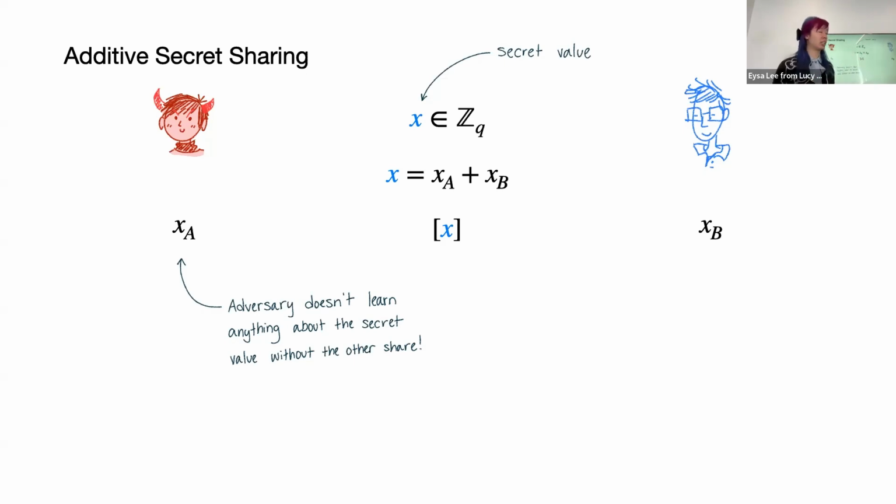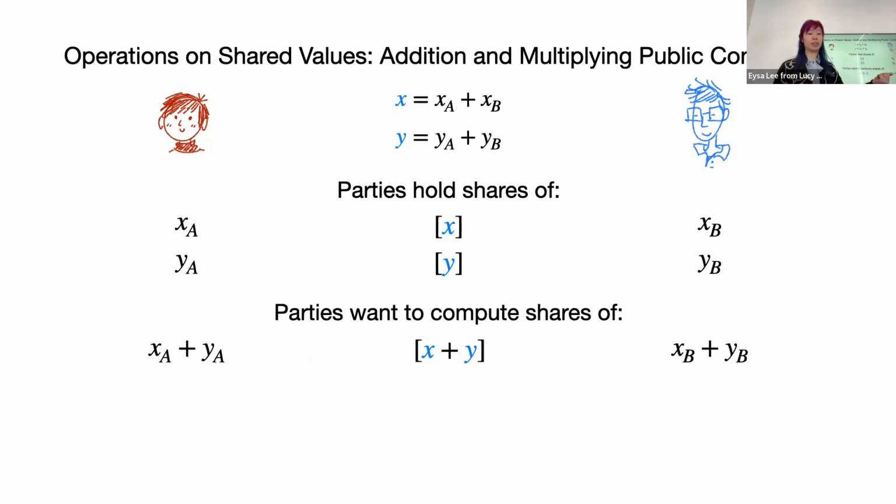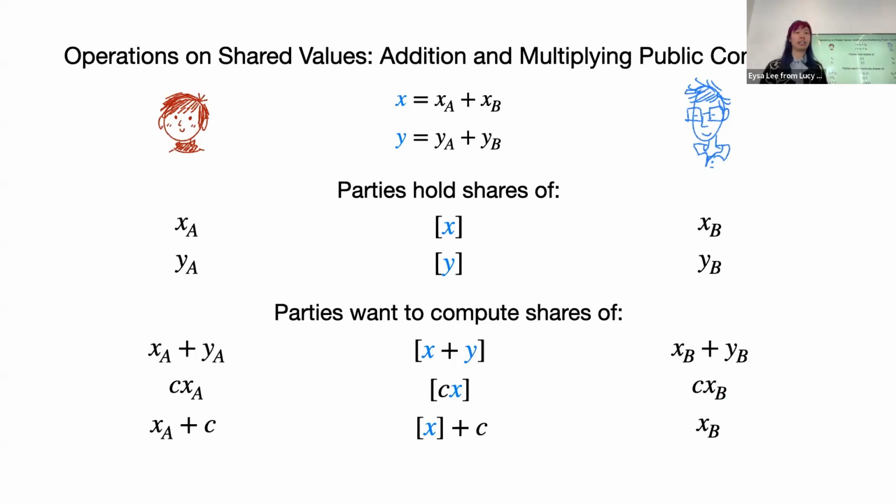If we use this to share our values, it's useful if we're able to perform computations on them. So let's look at how to do basic computations. If we have two shared secret values, X and Y, and we want to compute shares of X plus Y, we can just locally add our two shares together to get shares of the sum. If we want to multiply by a constant value, each party can just multiply their share by this public constant. And if we want to add a public constant, we just choose one party who adds it to their share and the other party keeps theirs the same. Simple, very nice.